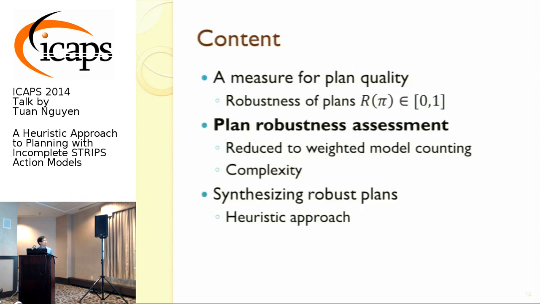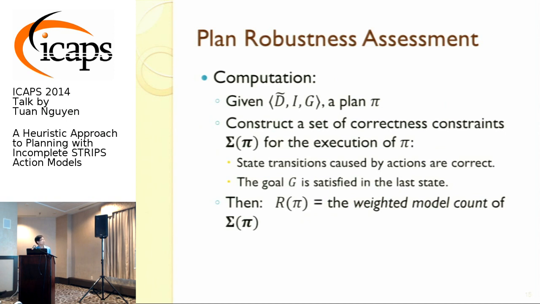Okay, so next I will talk about two problems that we consider. The first one is that, given a plan and an incomplete model, how do you compute or assess the robustness of that plan? We will talk about how to do that using weighted model counting, and we will also talk about the complexity of these problems. The second problem is how to synthesize a robust plan using a heuristic approach. So for plan robustness assessment, as I mentioned, we are given an incomplete domain, an initial state, and a set of goal propositions, and we are given a plan.